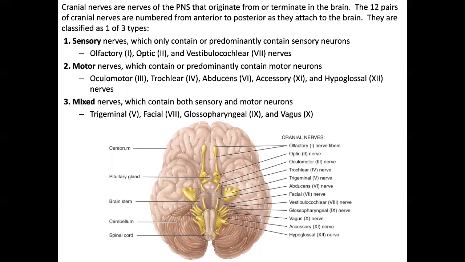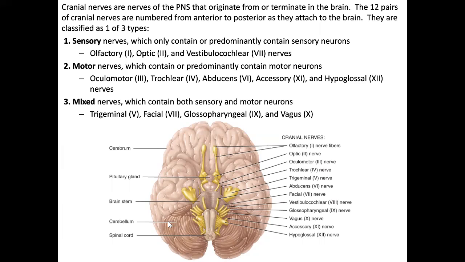Okay. They're numbered from 1 to 12 from anterior to posterior as they attach to the brain. So this first pair, the olfactory cranial nerves, are as far to the front as they get. And these are your two frontal lobes, and they're just on the bottom side of them. And then cranial nerve pair number 12 there, all the way to the back, attached to the medulla.